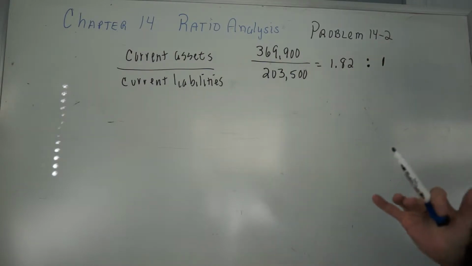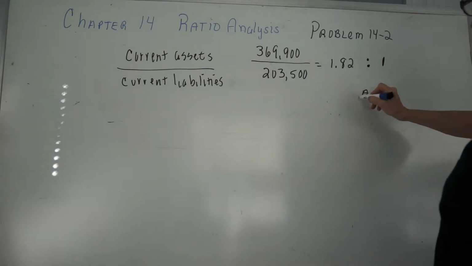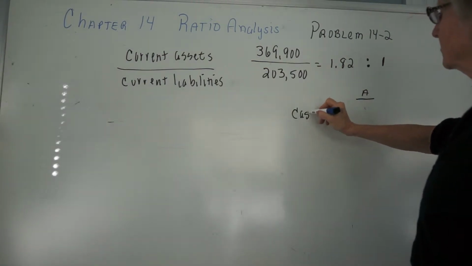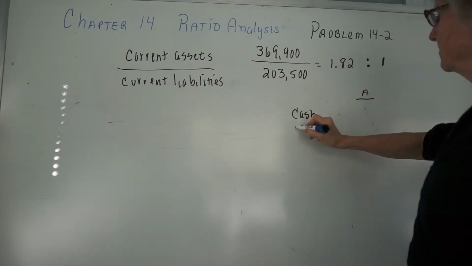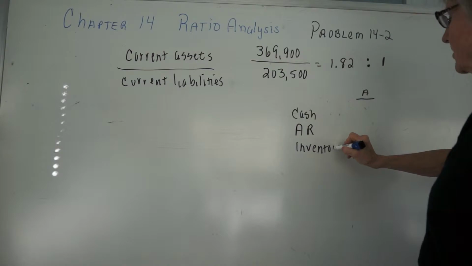One little caveat on this one. You could have two companies, okay? So you've got company A, and they've got current assets. And let's say that it's made up of cash and accounts receivable and inventory. I'm just simplifying. This is not from the problem.